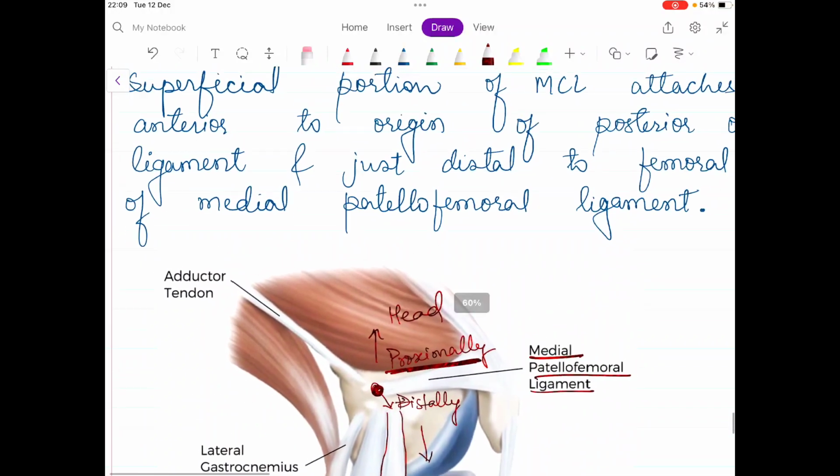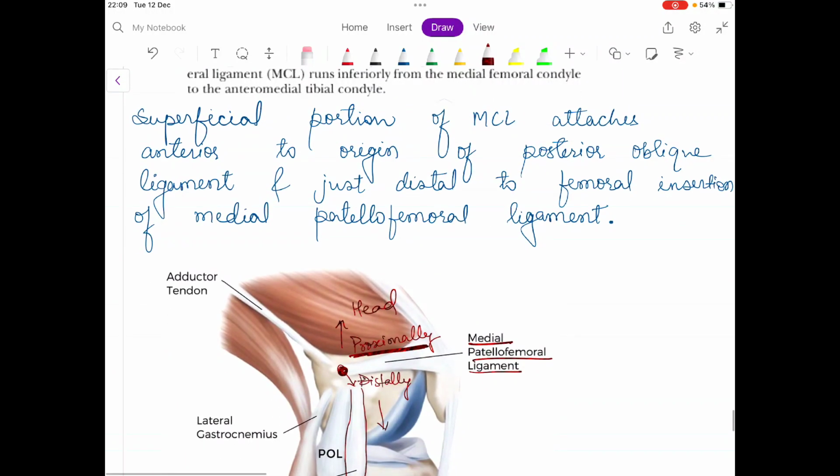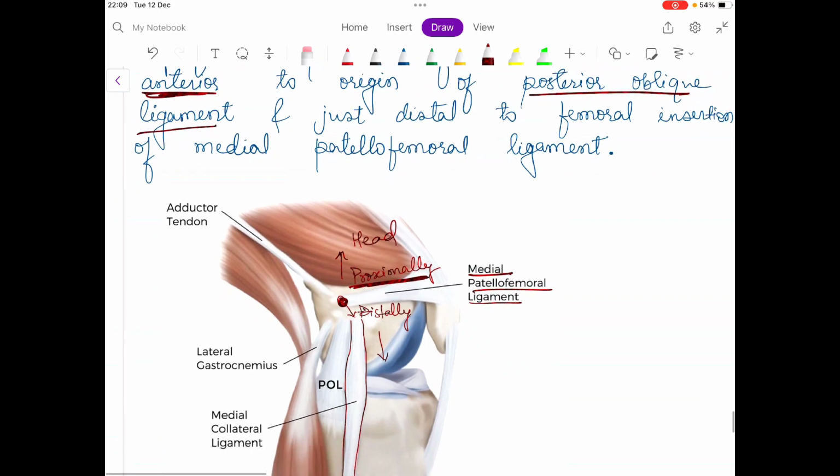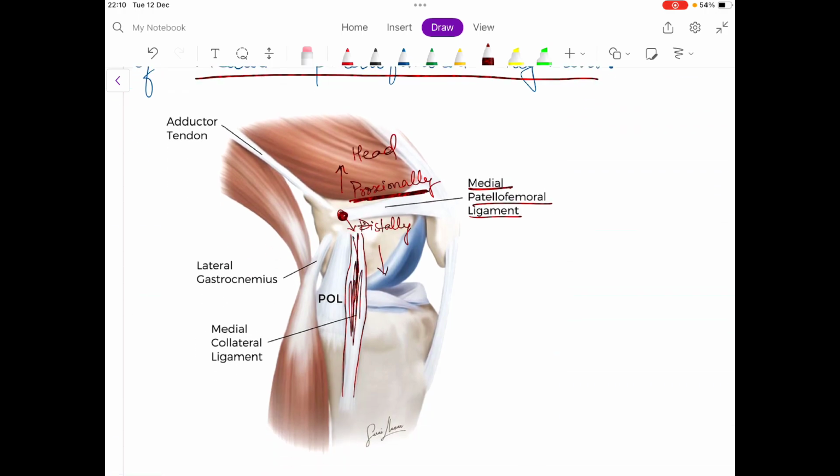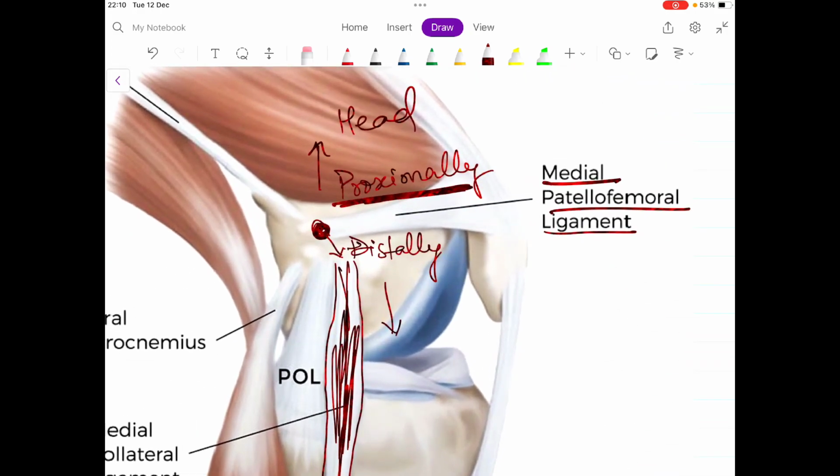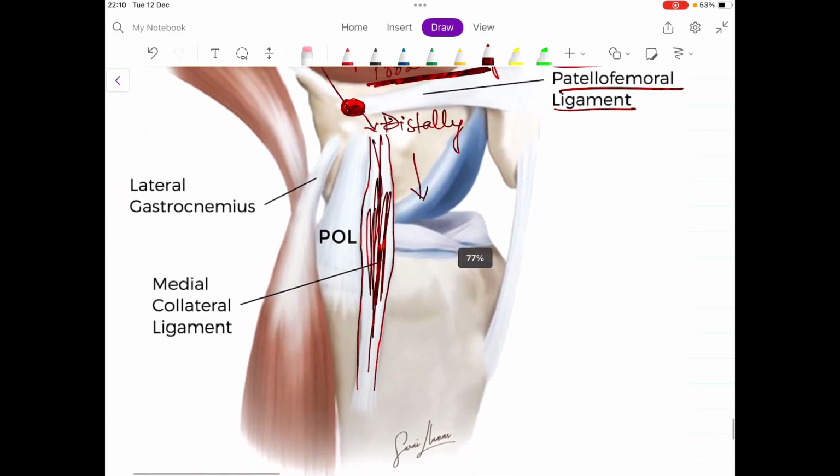And here you can see that the superficial portion of the MCL attaches anterior to the origin of the POL and just distal to the femoral insertion of the medial patellofemoral ligament. This one is the MCL, and it is just distal to this femoral insertion, the huge dot here, this one is the femoral insertion of the medial patellofemoral ligament, and just distal to it there is the MCL.